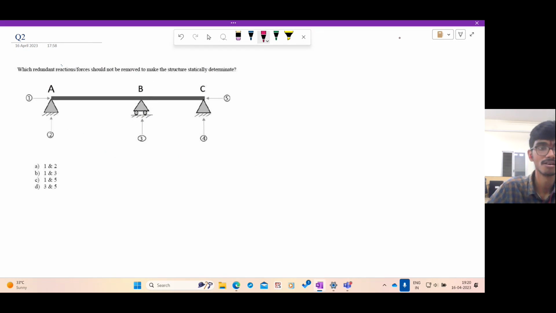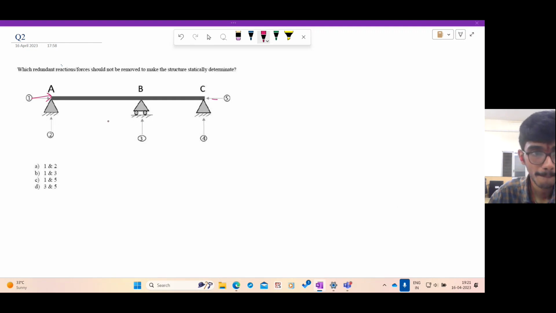Which redundant forces or reactions should not be removed to make the structure statically determinate? So this is not relevant to this method actually. You see there are five unknown reactions, a force like this, a force like this. Now, what is one of the key ideas? You should be able to solve the primary structure. So if you make the primary structure unstable, it is useless because it will not be in equilibrium. You can't enforce the equations of equilibrium. So you want a primary structure which is statically determinate and stable. So how do you ensure that?